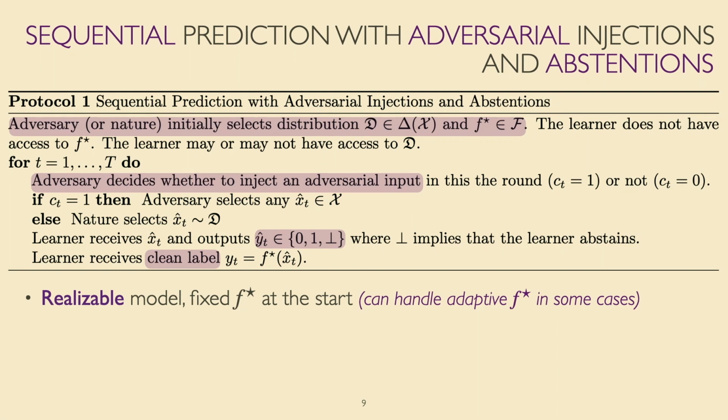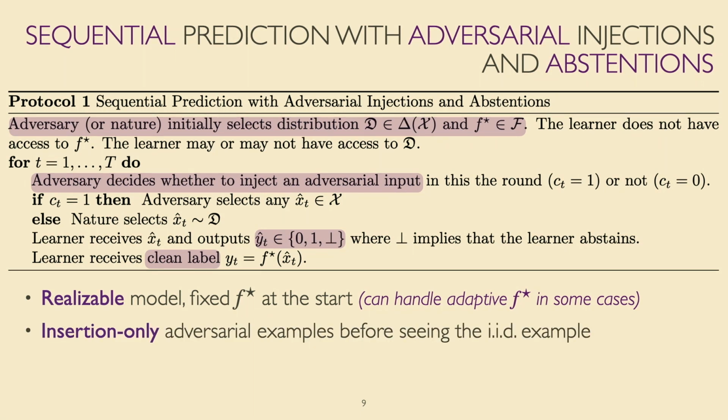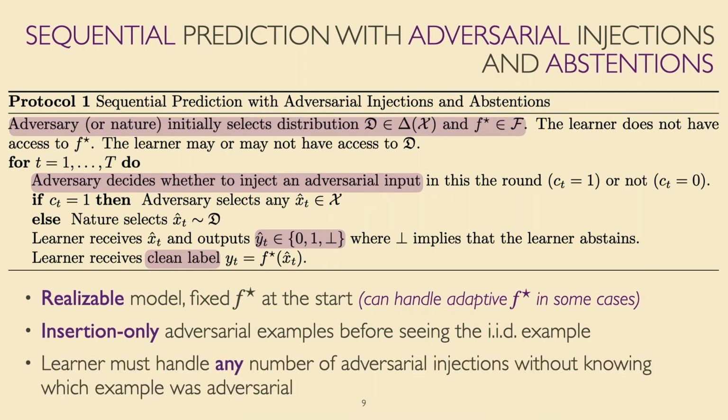A few sanity points. It's a realizable model, so there's a fixed f star that the labels are always drawn from. And this is an insertion-only model where the adversarial example is injected before seeing the IID example. Note that here I'm not making any assumption on how many points the adversary can add. The adversary can add an arbitrary number of points, so the learner must handle any number of adversarial injections. And the other thing is the learner never gets to know whether the example was injected or not, because the learner never gets to observe whether C_t was 1 or 0.